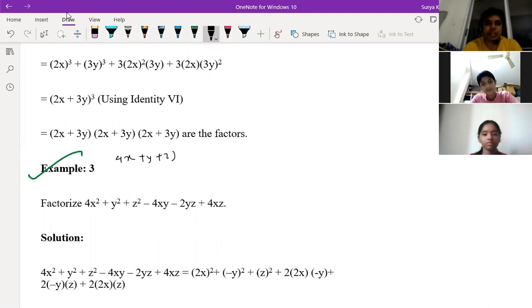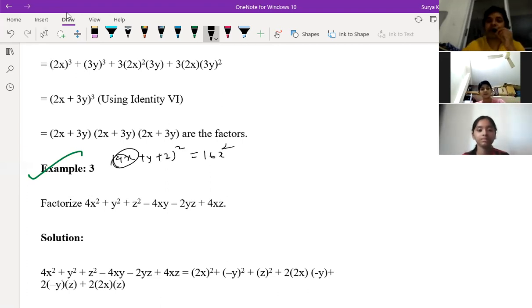Yeah, sir. If you do whole square, this will come 16x square. How? Where is 16 here? There is no 16 over here, right, Sai Charan? 16 square plus y square plus z square, like this will come, right? So 4x plus y plus z will not come. Next.